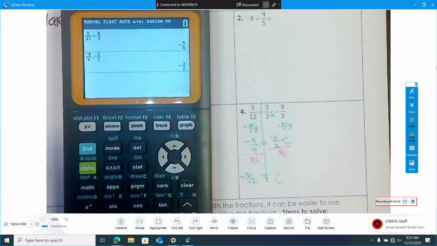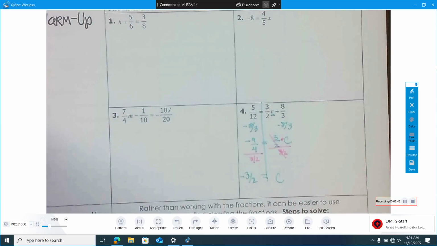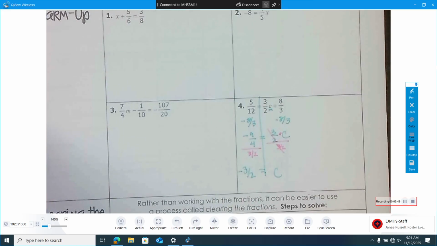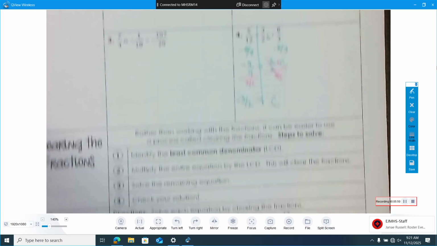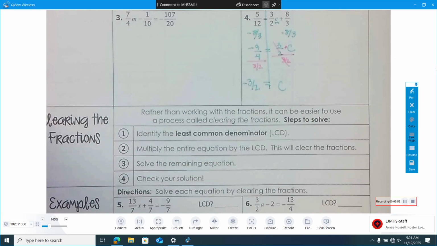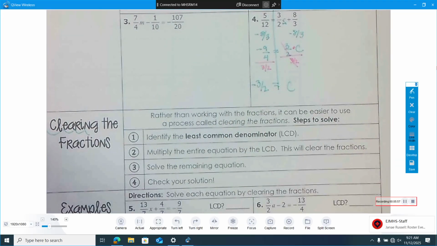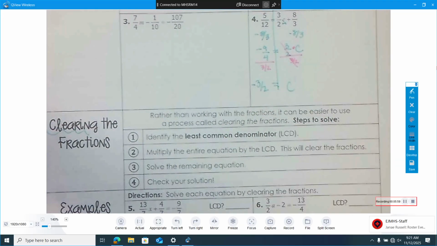Okay. All right. So you can do this with the calculator, but I want to teach you a very cool way, and this is the savvy way to get rid of fractions. We want to be able to clear fractions, and it's not that hard, but it's a great method for when we have really crazy equations that have lots and lots of fractions, which is what you're getting today.